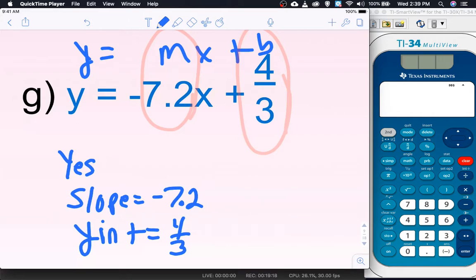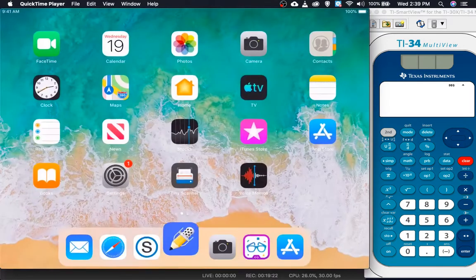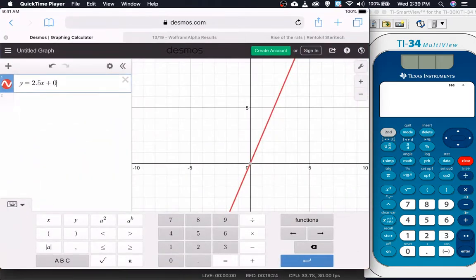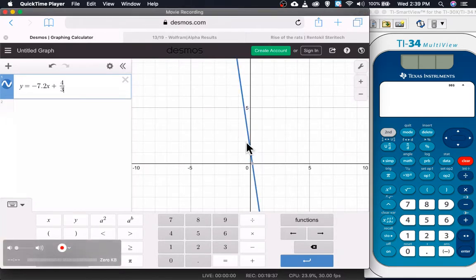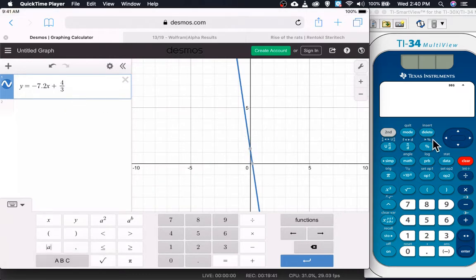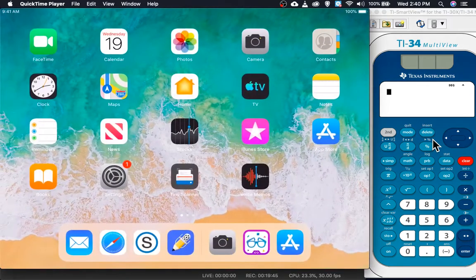I mean, if I type this exactly into Desmos, Desmos could do it just fine. y = -7.2x + 4/3. That is slope-intercept form. The calculator, the computer, knows exactly what that is and is able to graph it without any troubles at all. All right.